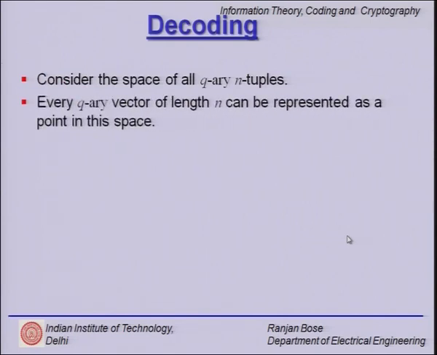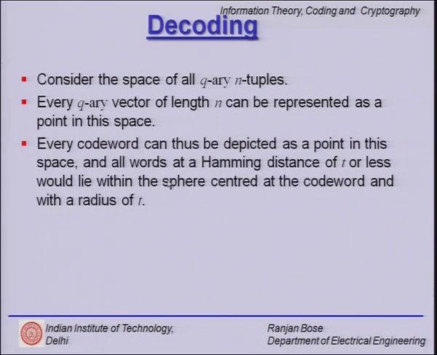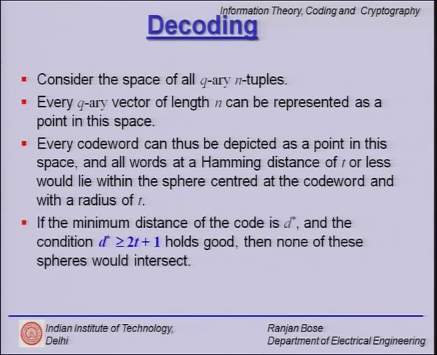So what does it mean? Well, every query vector of length n can be represented as a point in the space, and every code word is depicted as a point, as we saw last time, and the sphere contains all the vectors within a distance t or less. And we established that d star should necessarily be greater than or equal to 2t plus 1. Then the spheres will never intersect, and nearest neighbor decoding can indeed happen.